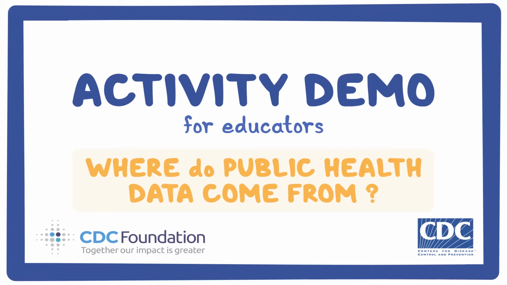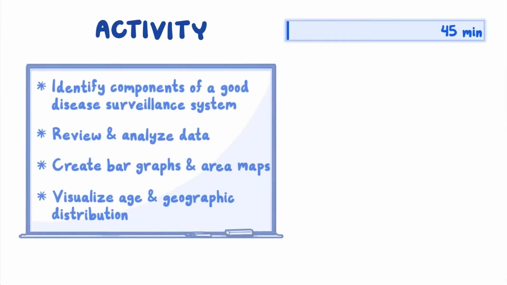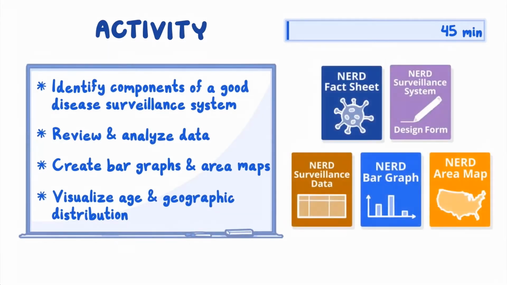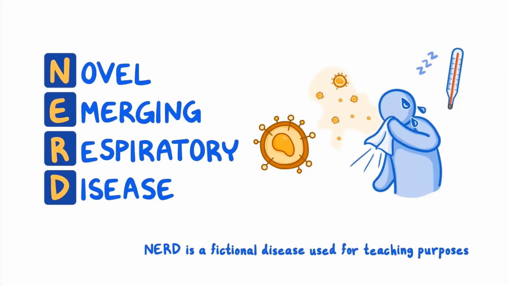CDC logo. A cartoon-style video explains the module activity. In this 35-minute activity and 10-minute class discussion, students start by identifying components of a good disease surveillance system. They review and analyze data, then create bar graphs and area maps to visualize the age and geographic distribution of the disease. This activity uses data and concepts based on a novel emerging respiratory disease, or NERD. NERD is a fictional disease used for teaching purposes.